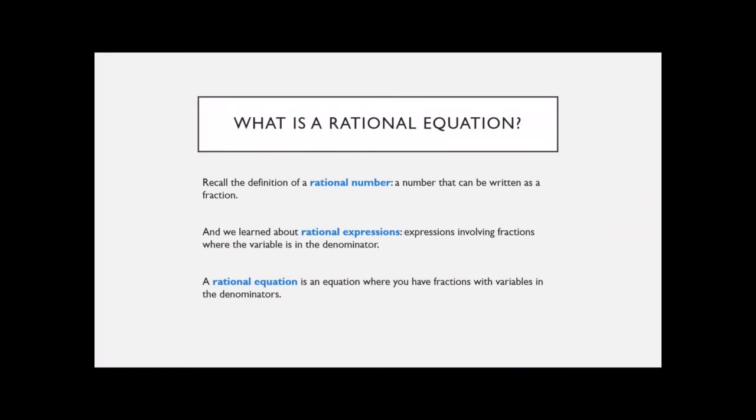So first off, what is a rational equation? If we go back to the definition of rational and specifically rational numbers, those are numbers that can be written as fractions. So when you apply rational to expressions, those are expressions involving fractions, and specifically our variables are in the denominator. If you have a variable in the numerator, you can still call it a rational expression, but the techniques for solving are not necessarily the same.